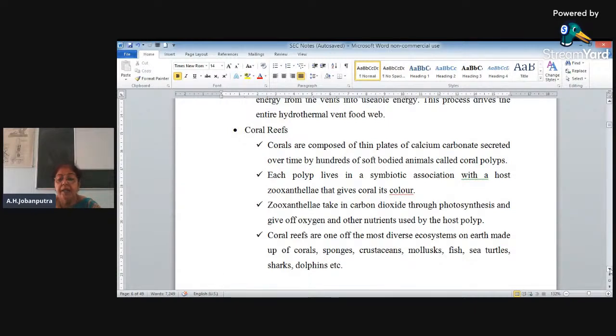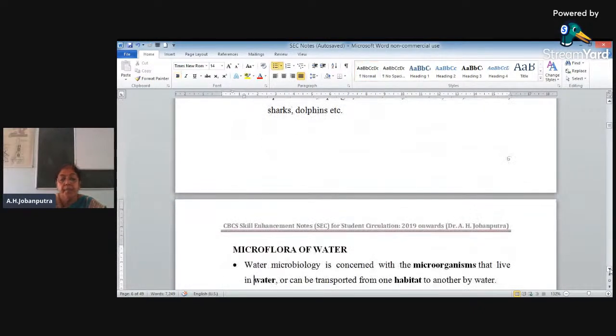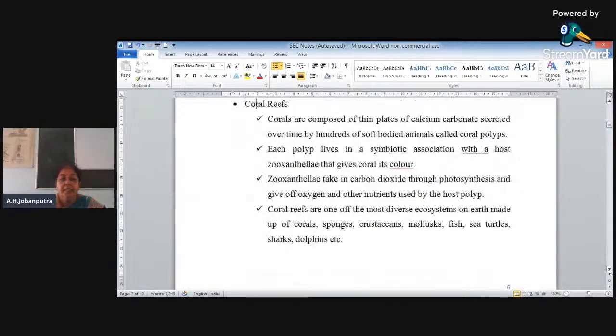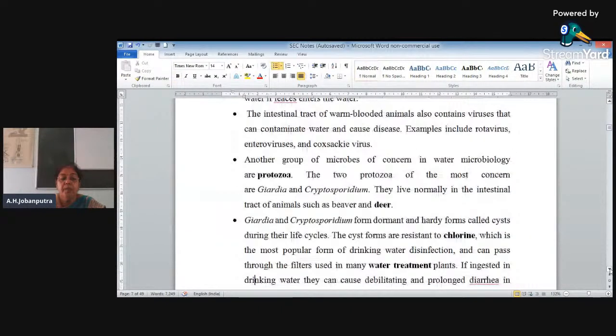Coral reefs are very diverse ecosystems on the earth, which include corals, sponges, crustaceans, mollusks, fish, sea turtles, sharks, dolphins, etc. You can see they start from coral reefs, then they go to sponges, then crustaceans, mollusks, then fish, sea turtles, sharks, dolphins, etc. Is this clear? Coral reef and hydrothermal vents.